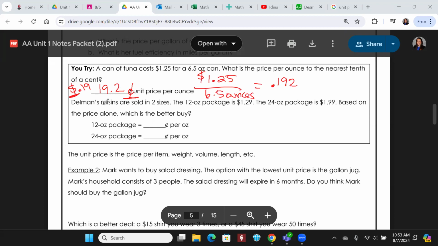Delman's raisins are sold in two sizes. The 12-ounce package is $1.29 and the 24-ounce package is $1.99. Based on the price alone, which is the better buy? This often happens when you're buying toilet paper or paper towels or whatever, right? So we're going to take the $1.29 and divide it by 12. And then we're going to take the $1.99 and divide it by 24. Tell me what you get with this first one.